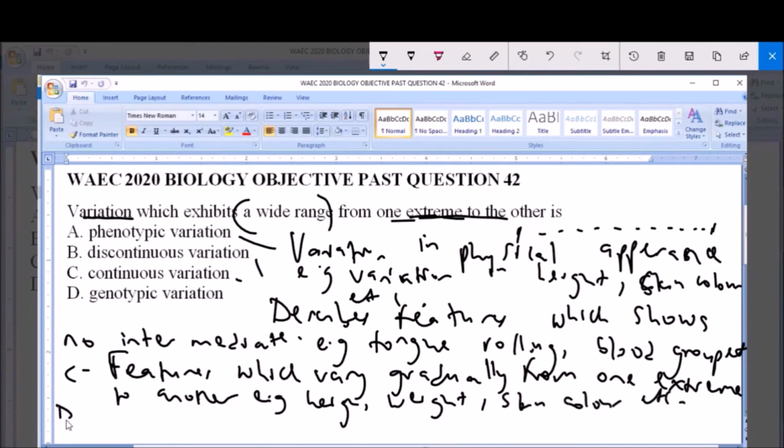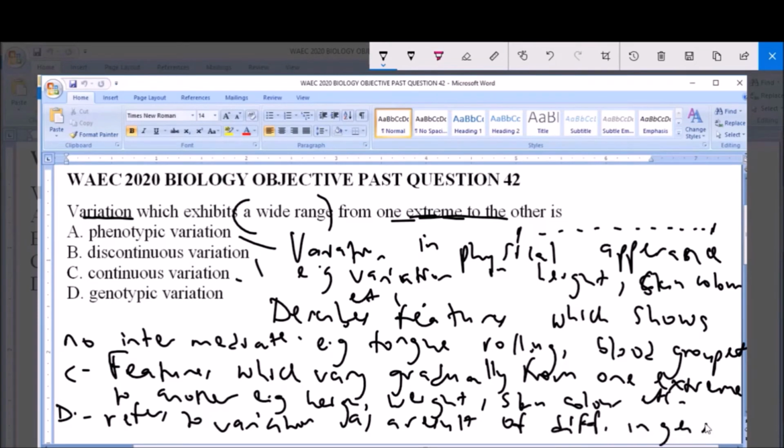Option D, genotypic variation, refers to variation as a result of difference in genes. And examples, you have eye color, hair color, etc. So the one which exhibits a wide range, which you can rank from one extreme to another, is option C, continuous variation. As we stated in its definition, features which vary gradually from one extreme to another.